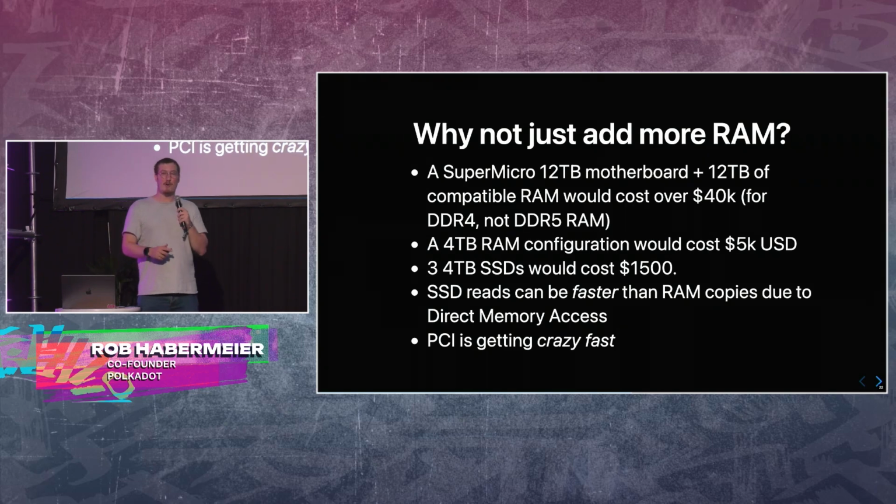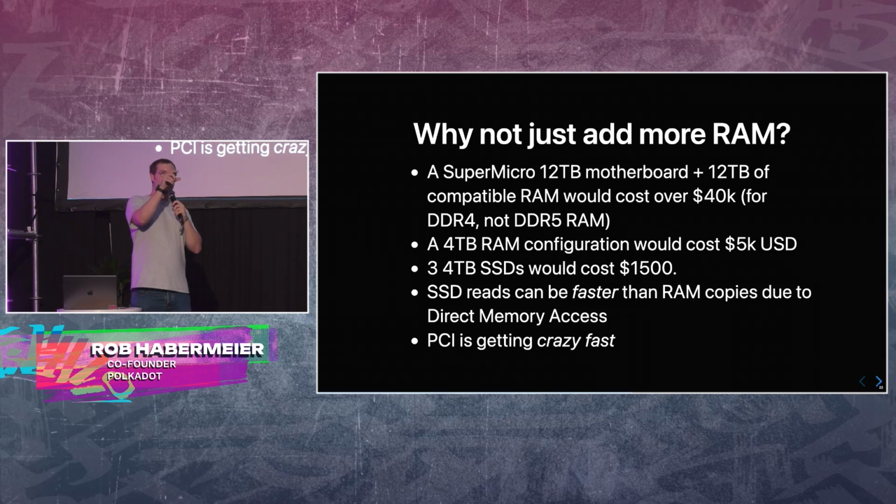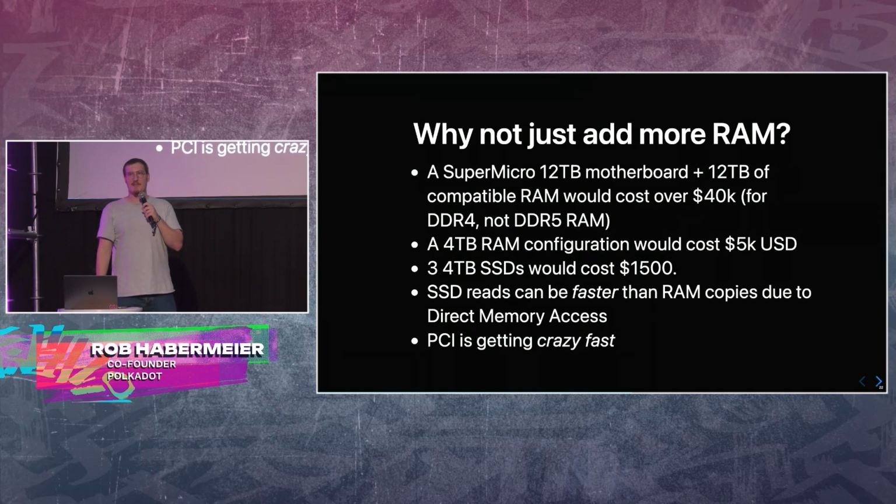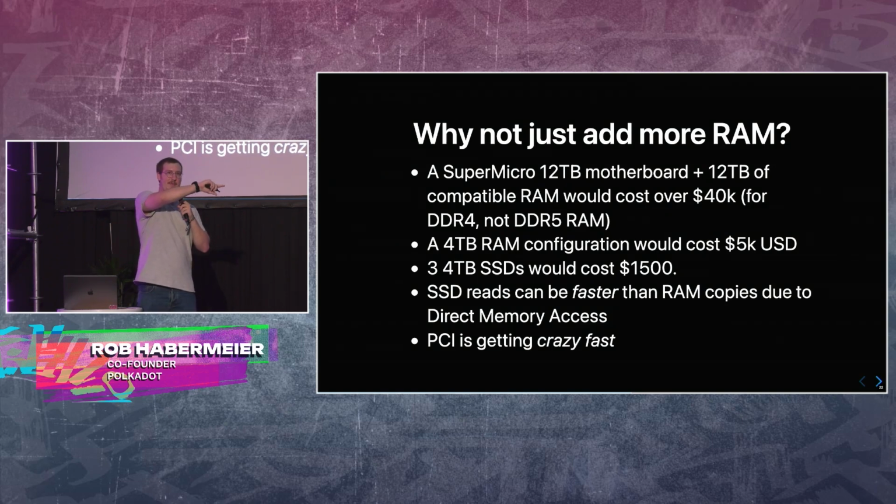SSD reads could even be faster than copying data in RAM due to direct memory access, because SSDs just copy the data right into your RAM, so they don't need to go through the CPU. That means, as a future direction, if you have a few SSDs, you might actually be able to get data off the SSDs faster than you could load it from RAM, copy it with the CPU into another location, and then work on it. Just a thought.